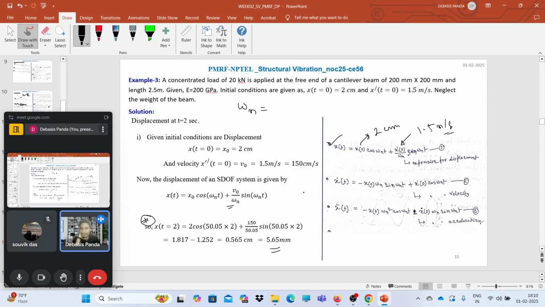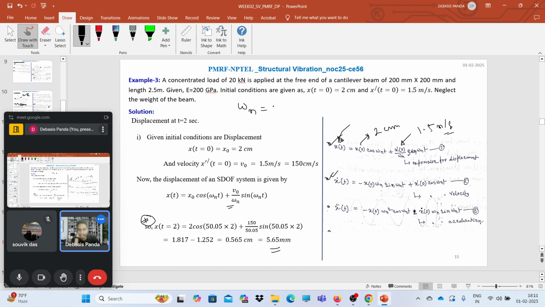If in this question you are asked to find the velocity at t equals 2, you first need to differentiate the displacement equation once. You will get the equation x dot (t) equals minus x naught omega n sin omega n t plus x dot naught cos omega n t. Put all these values and you will get the value of the velocity at t equals 2 seconds.